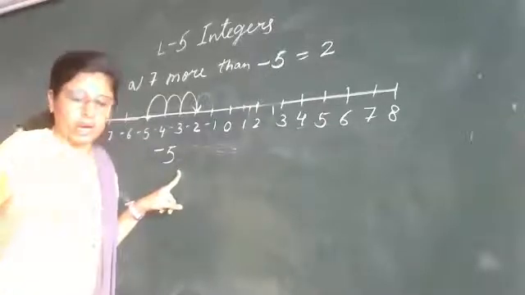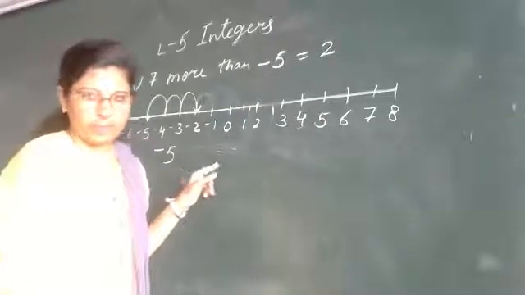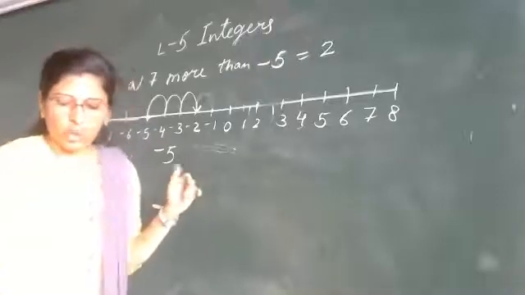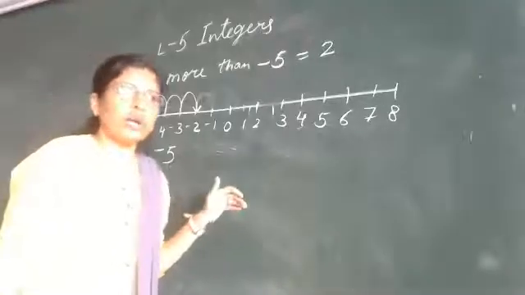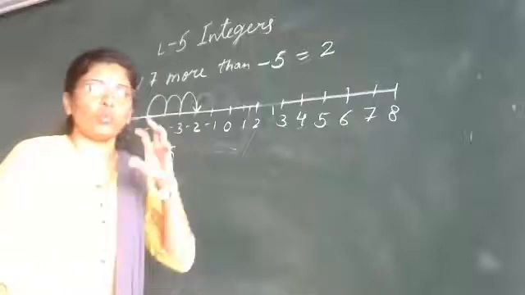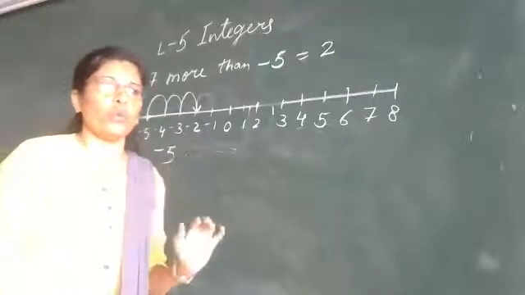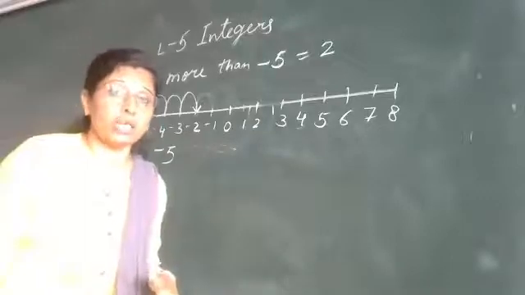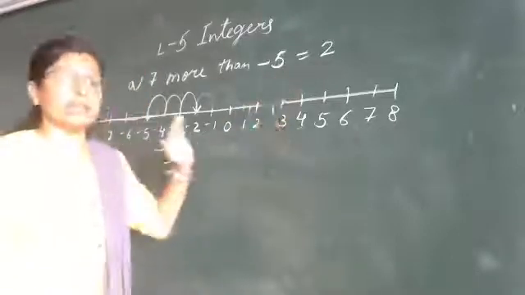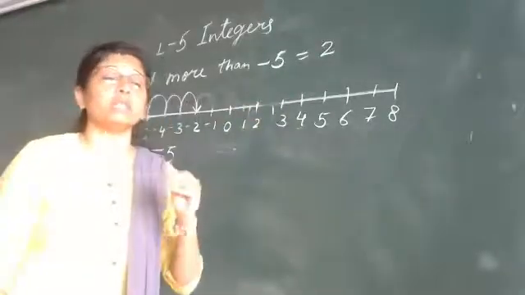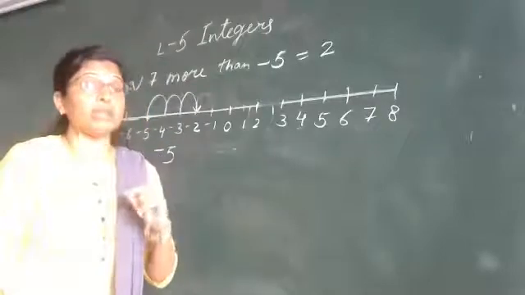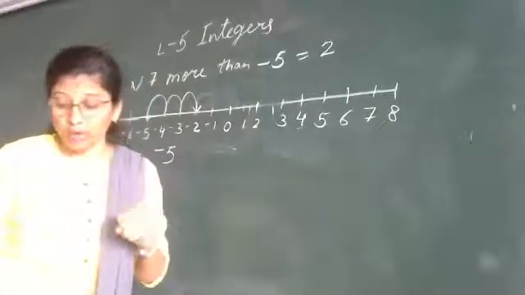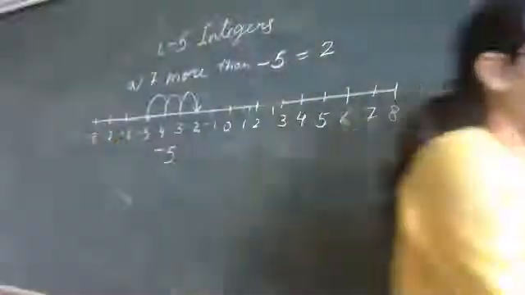So understood how to represent on a number line? Okay, so today what did we see? Introduction of integers. What do we mean by integers? Where you can use integers, which numbers are integers, where we can represent them, where the numbers will come, and the absolute value of integers. Okay.